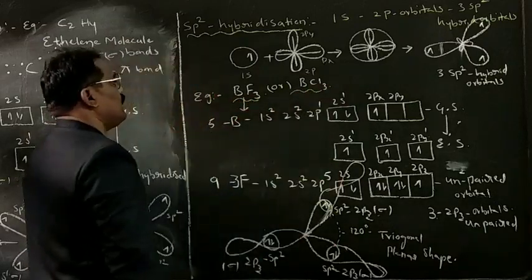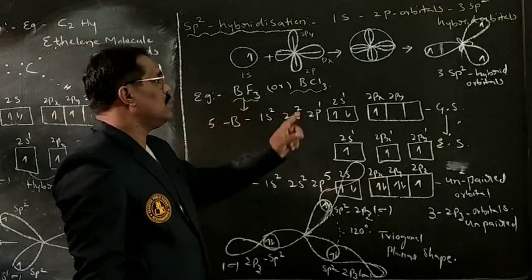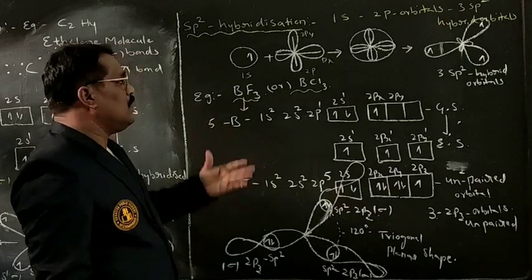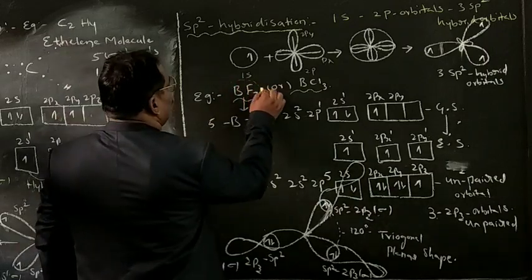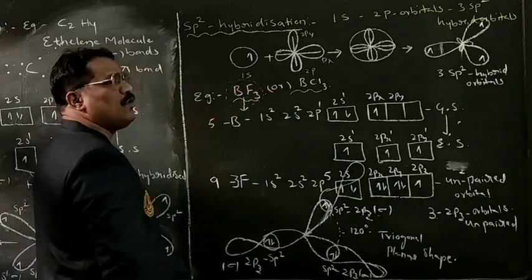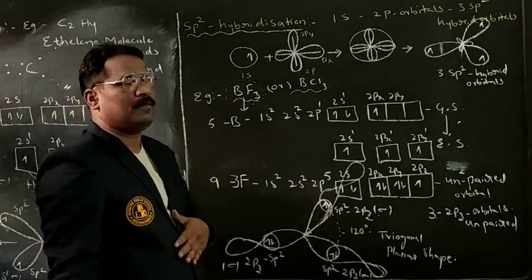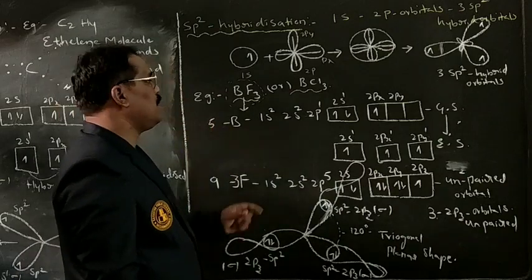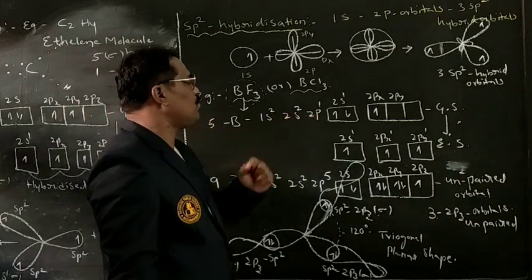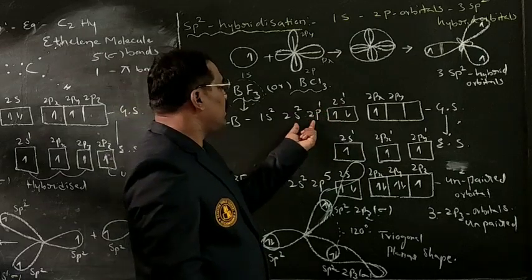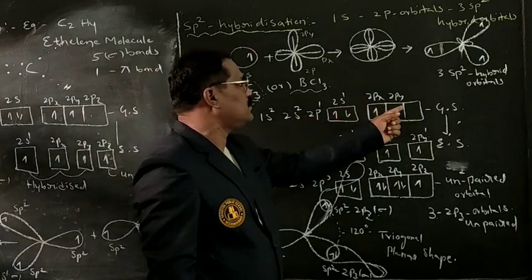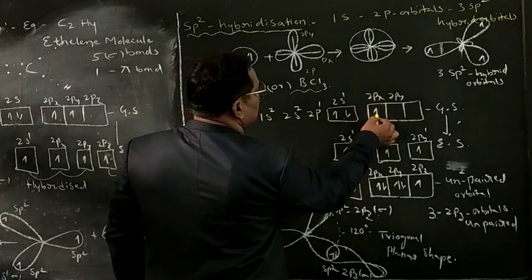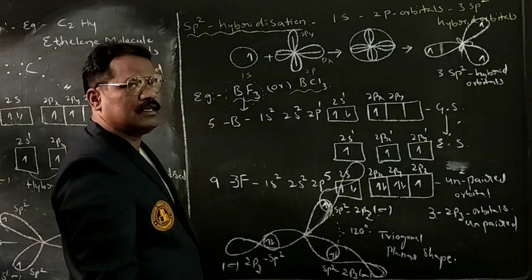The best examples for this: we can give two examples, boron trifluoride or boron chloride. These two are the best examples. According to our textbook, we have boron chloride and boron trifluoride. Let me go with that example. Boron, whose atomic number is 5, has the configuration 1s2, 2s2, 2p1. In the valence shell, 2s has two electrons and 2px has one electron.